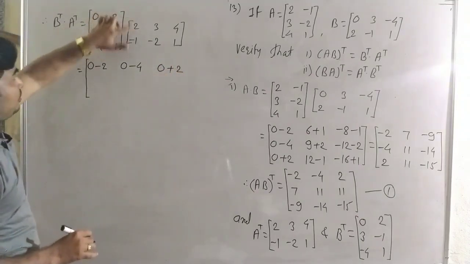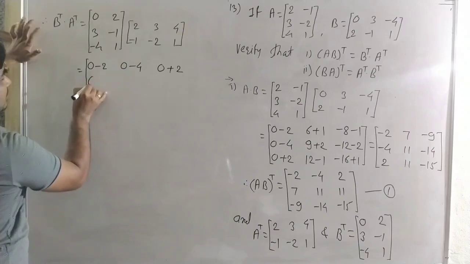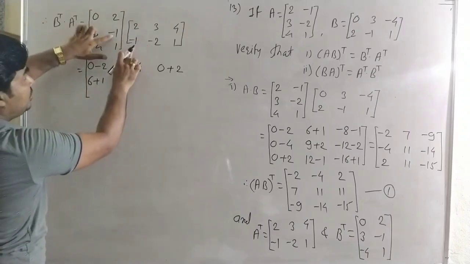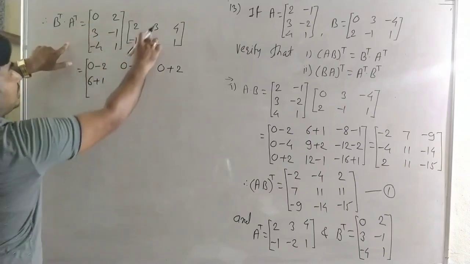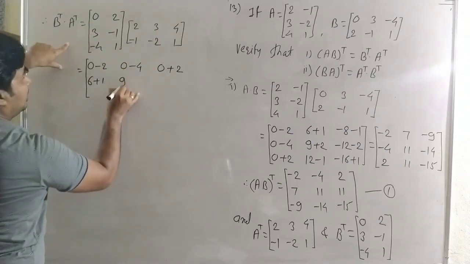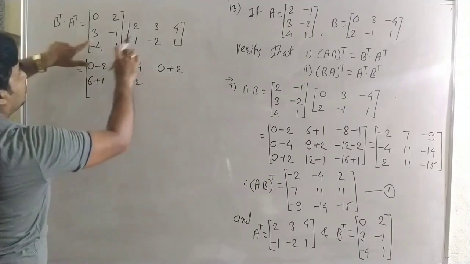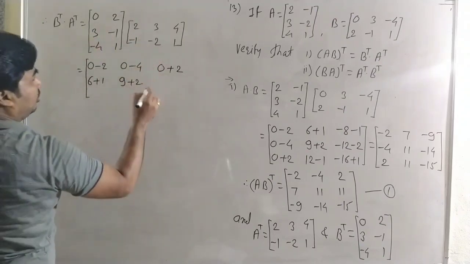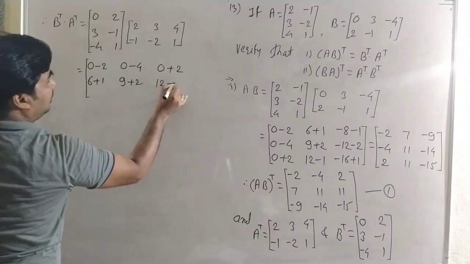Now second row, first column, here it is 6 plus 1. 3 into 2 is 6, and minus 1 into minus 1 is plus 1. Now second row, second column, here it is 9 plus 2. 9, it is minus 1 into minus 2 plus 2. Second row, third column, it is 12 minus 1.